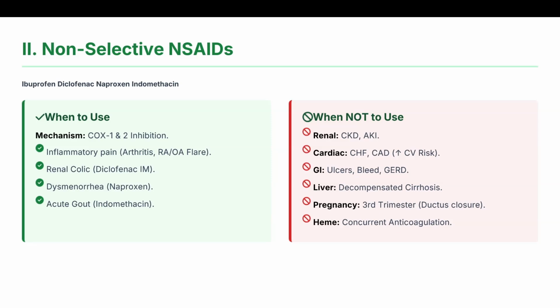Third trimester of pregnancy will lead to premature closure of the ductus arteriosus. Then when on concurrent anticoagulation, these cannot be used, which will lead to increased bleeding tendency. So literally, when another organ system is involved, be careful in giving non-selective NSAIDs. Preferably, do not use non-selective NSAIDs.